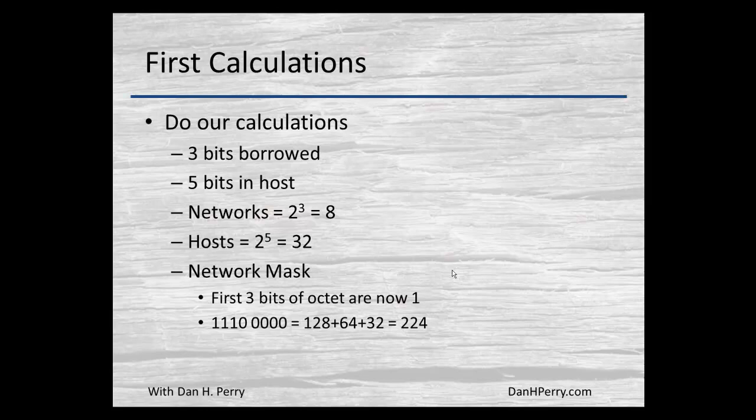Now our subnet mask. Because the first 3 bits of that last octet become part of the network, we have 11100000 for our subnet mask, and when we convert that to decimal, that's a 1 in the 128-bit position, a 1 in the 64, and a 1 in the 32. Add those together to give us a subnet mask of 224. Our full subnet mask would be 255.255.255.224.